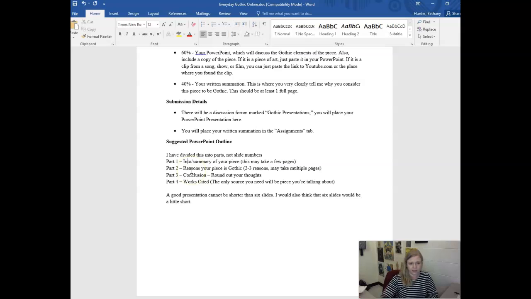The reasons that your piece is Gothic. Now this is the important part, and I would think you would need 2 to 3 reasons, and it may take multiple pages. That just depends on how far you dig into it. Then you're going to have your conclusion, and then you're going to have your works cited.